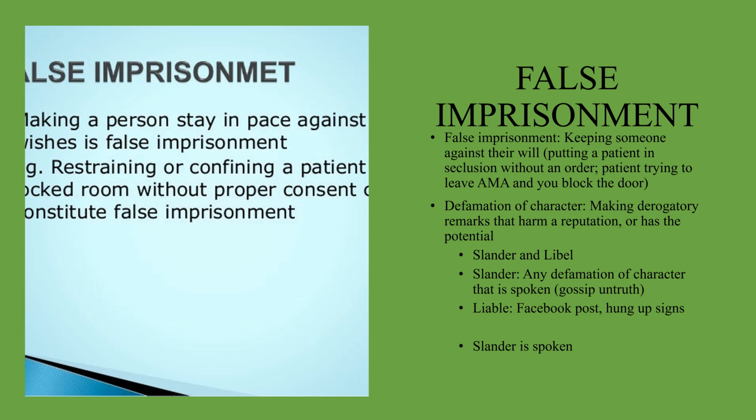Defamation of character. This is making derogatory remarks that harm a reputation or have the potential to harm the reputation. Under this, we have slander and libel. Slander, S, think speaking, spoken. S is any defamation of character that is spoken, gossiping. Slander, S, speaking. And then we have libel, which is writing it down. So you make a Facebook post or you hang up signs defaming somebody's character.